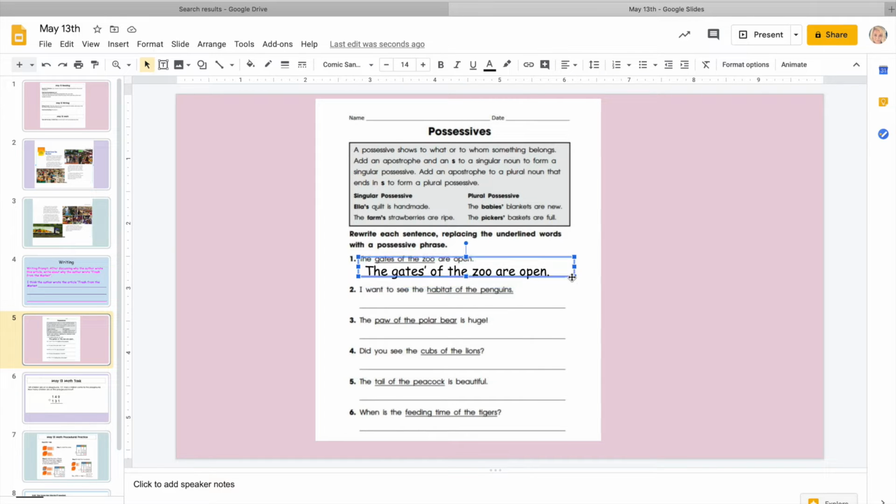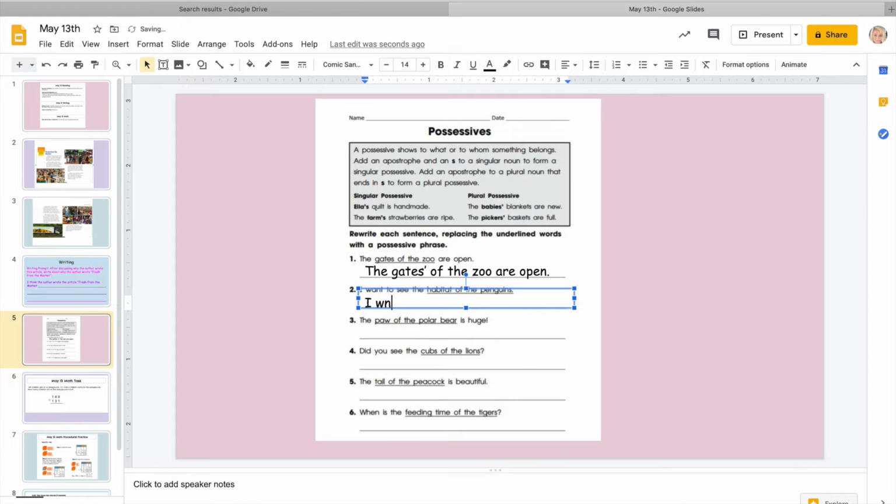I want to see the habits of the penguins. Again, there's an S at the end of that, so that tells us it is more than one penguin. So we are going to follow the rules of the plural possessive. And to rewrite this, we're going to say, I want to see the penguins' habitats.